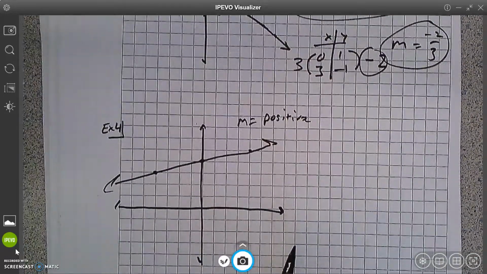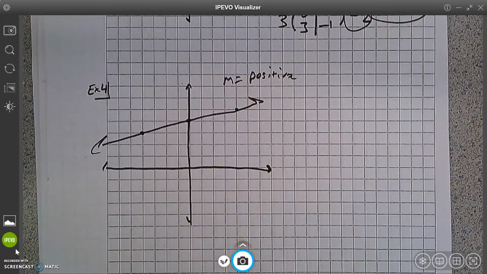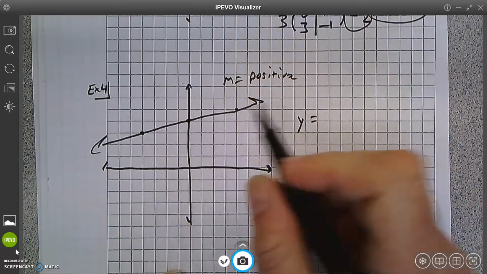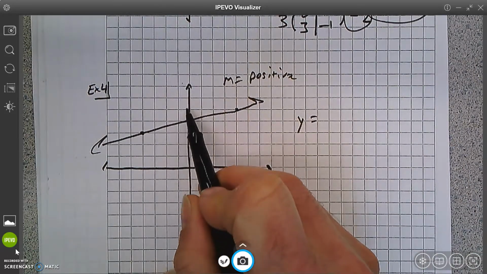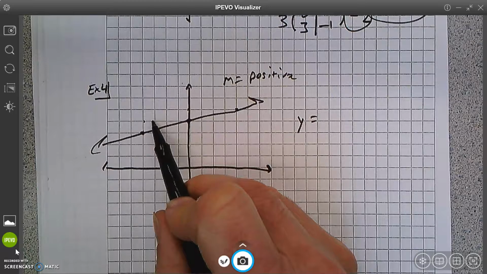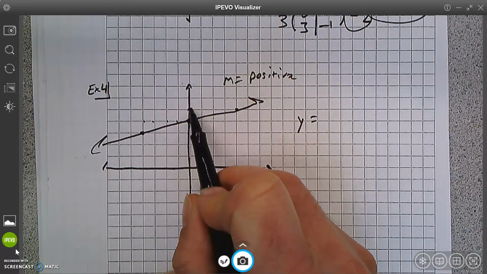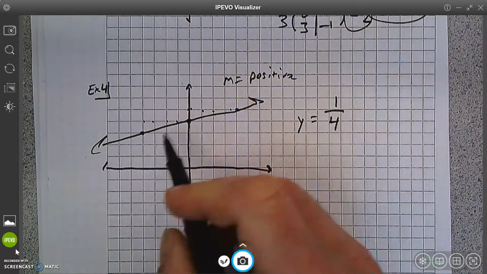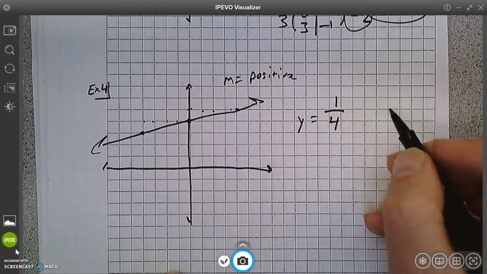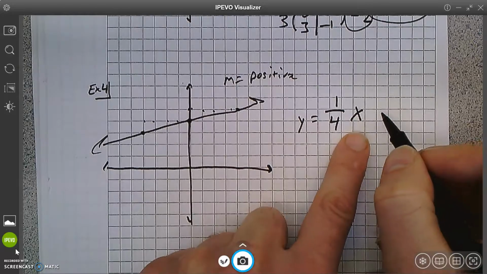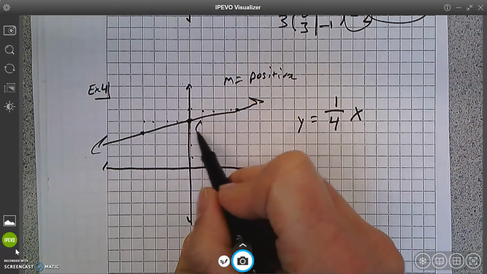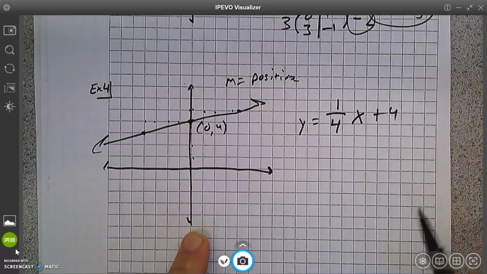So try this one right here, example 4. Copy this down in your notes, see if you can get the equation. Ready, set, go. All right, let's see. Y equals. The slope, you always go up first. Up 1, let's start here. Up 1, right 4. It's positive because it's going uphill, so there are no negatives here. Times x, y-intercept. What's that? That's 4 right there.